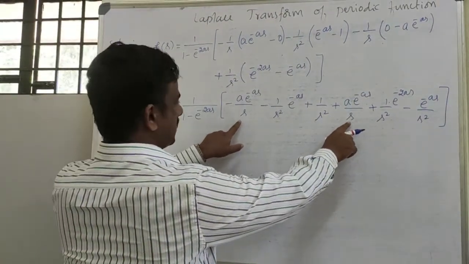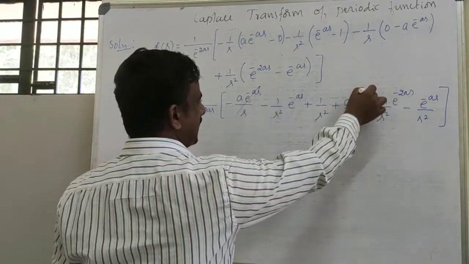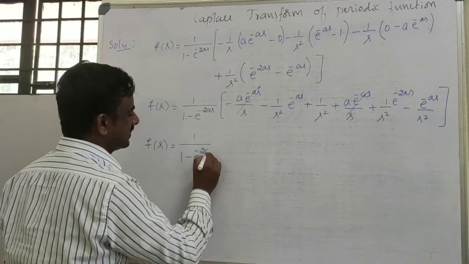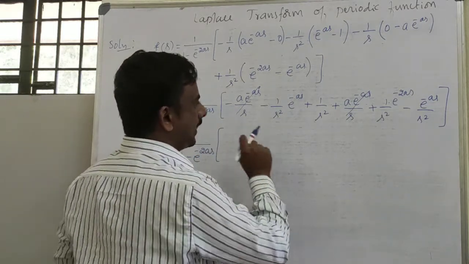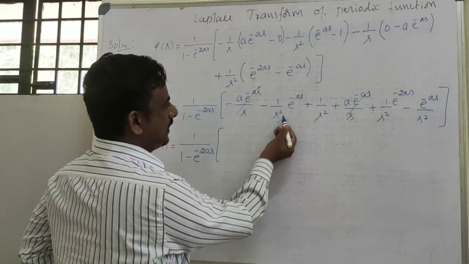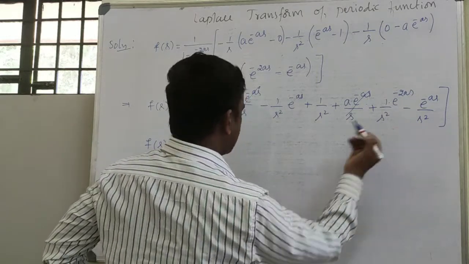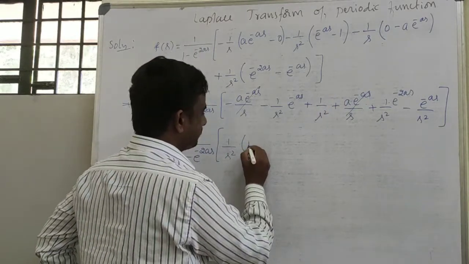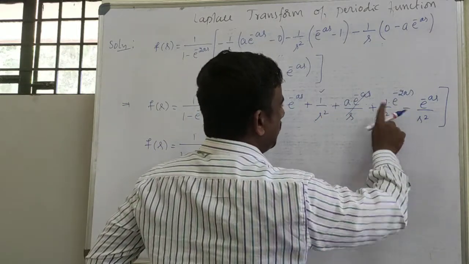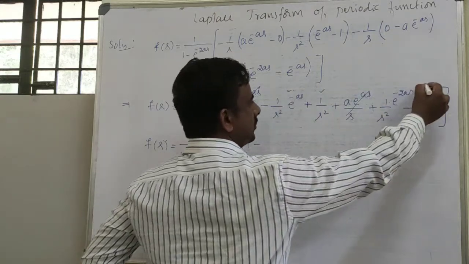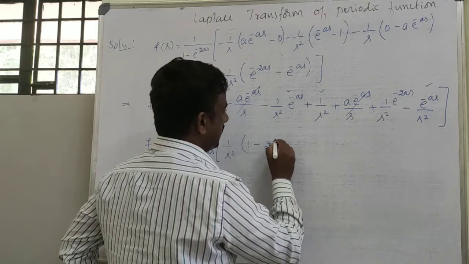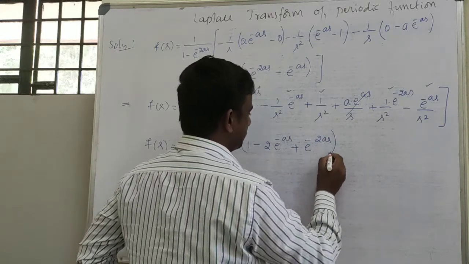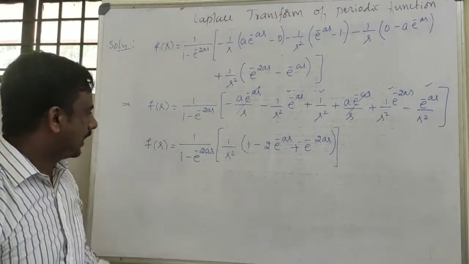Now these two terms are same with opposite signs, so these two get cancelled, so I will remain with f of s equal to 1 divided by 1 minus e power minus 2as times, so I will write positive terms first, so minus 1 by s square e power minus as, 1 by s square, again 1 by s square, I have s square common in the denominator, so s square will take outside, 1 minus 2 times e power minus as, the remaining one is plus e power minus 2as. So these are the terms within brackets. So I have f of s equal to this.